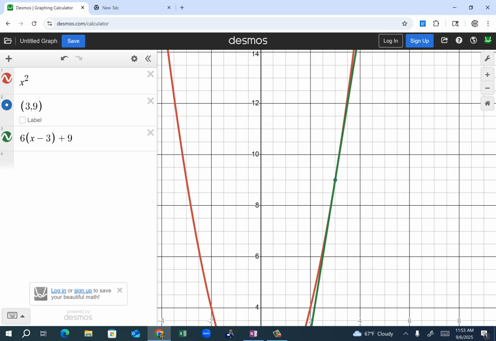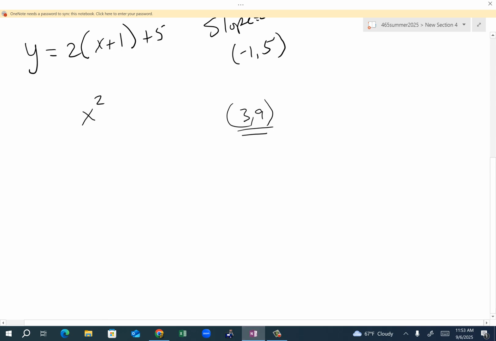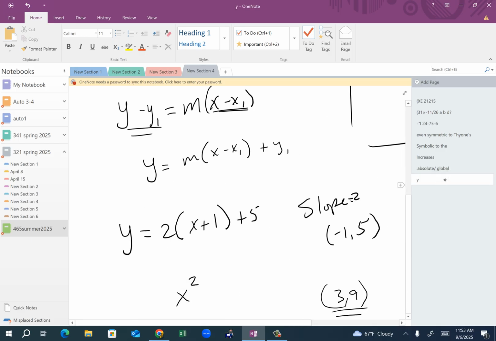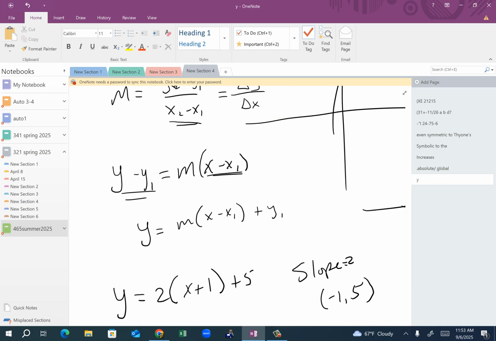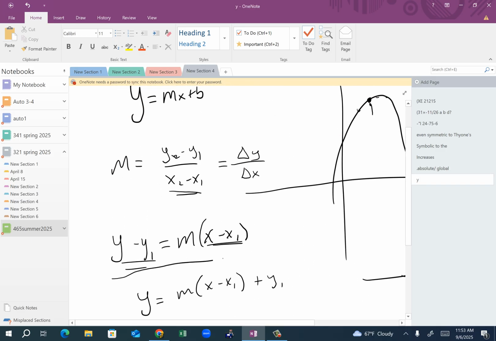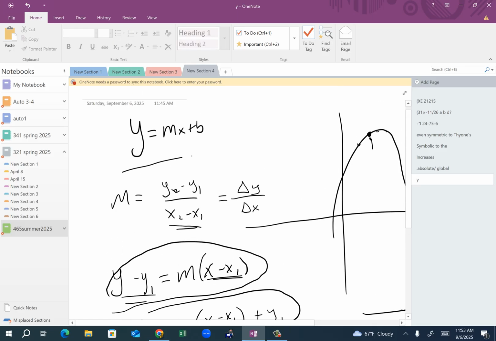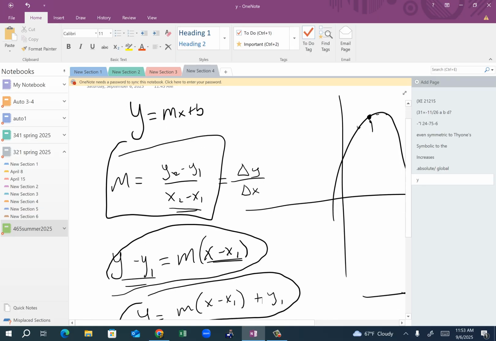So the reason I bring this up, this point-slope formula, is we will use the heck out of this later on. But I want you to just know that this equation, this equation here, and this equation here are all the same equations. Okay, that's why I introduce it in this chapter.